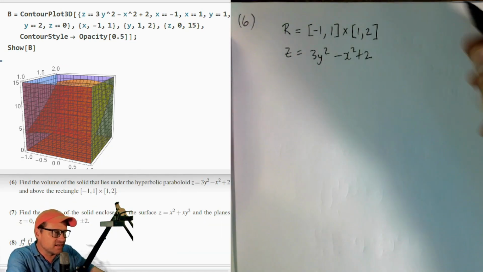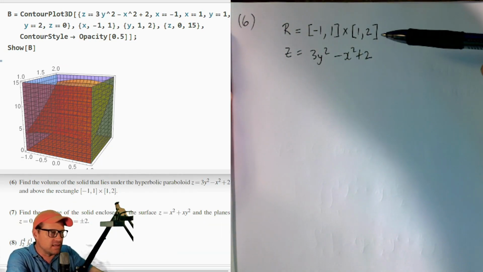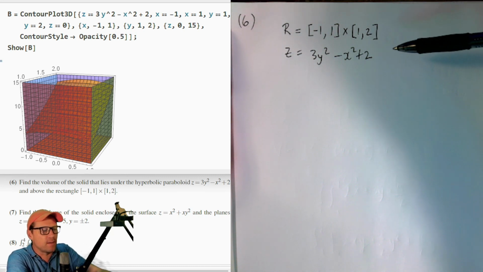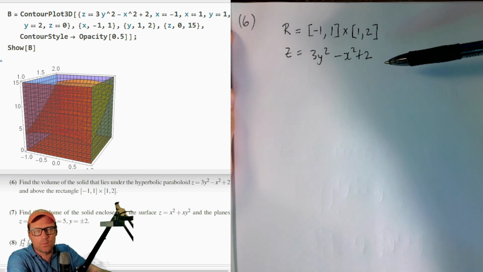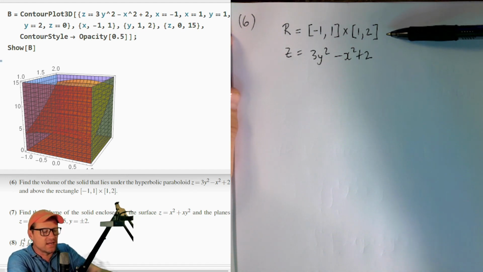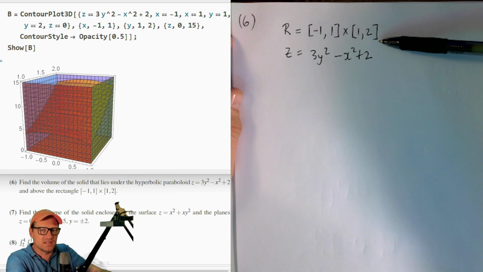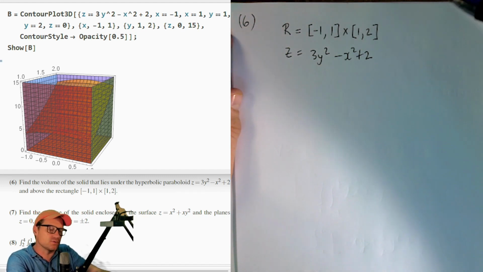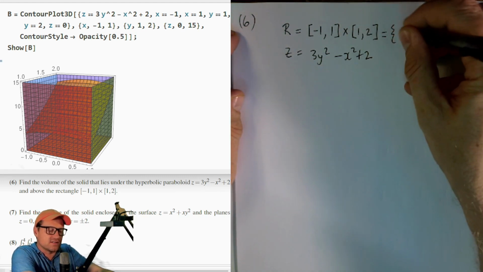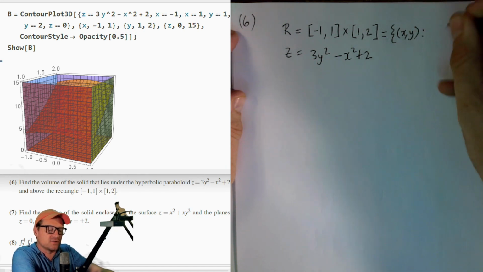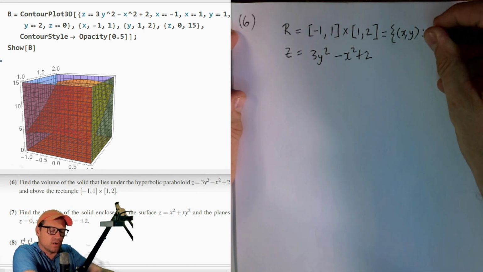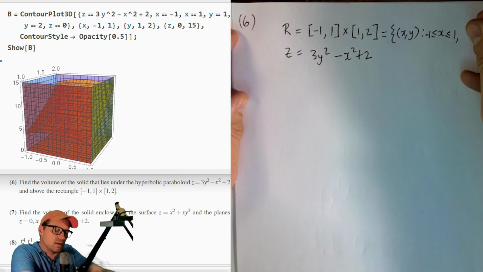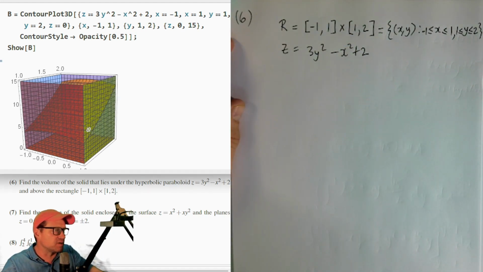Okay, so in question 6, we're asked to find the volume of the solid that lies under the hyperbolic paraboloid z equals 3y squared minus x squared plus 2 and above the rectangle minus 1 to 1 Cartesian product 1 to 2. So we can write this in another way. This is the set of all points x comma y such that x is greater or equal to minus 1 but less than or equal to 1, and y is greater or equal to 1 but less than or equal to 2.